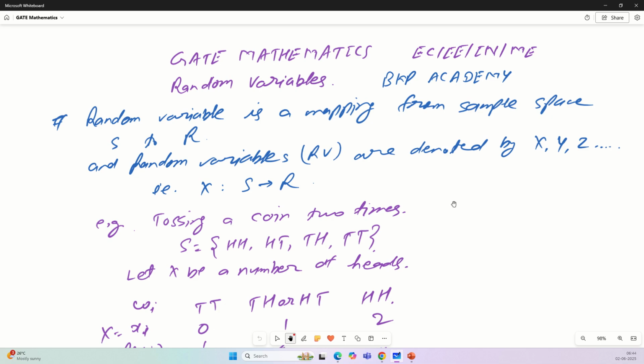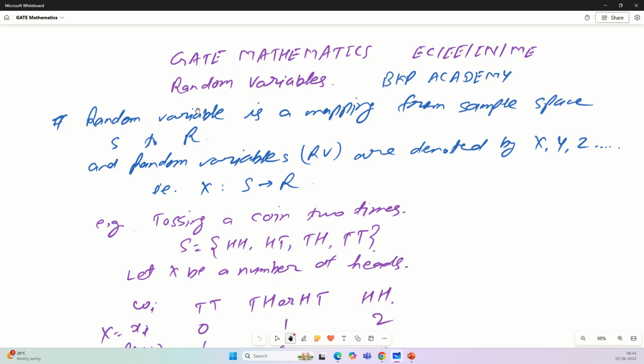So, what we have seen till now is probability. Now, we'll start with random variables. This mathematics syllabus is applicable for most of the branches like EC, EE, IN, ME. We'll start with what random variables are, what the different types are, and the different distributions. Each of them is very important because most of the questions are asked in random variables from this topic.